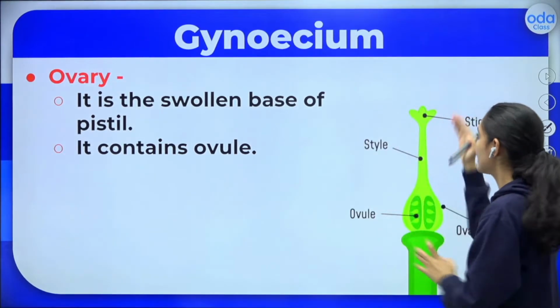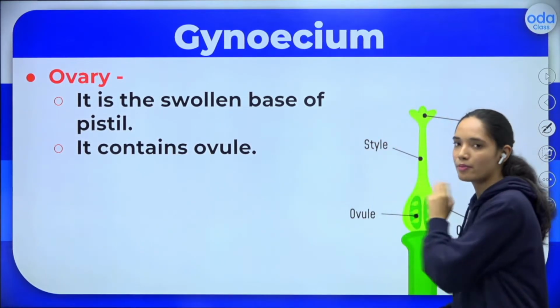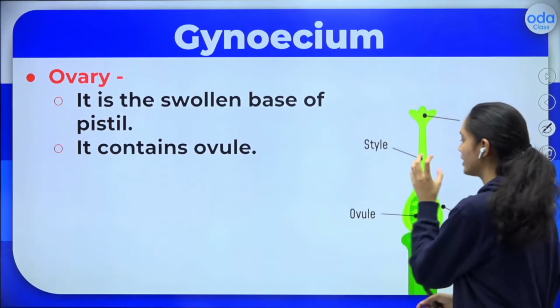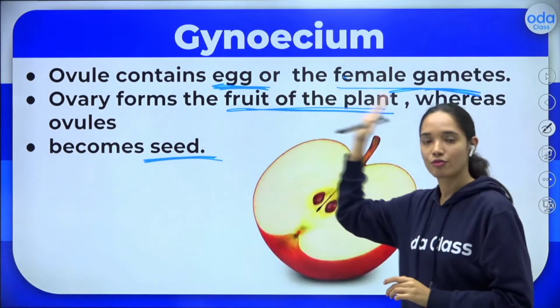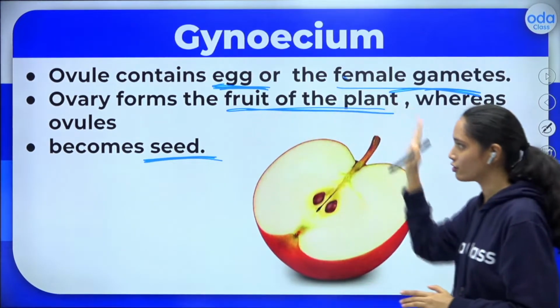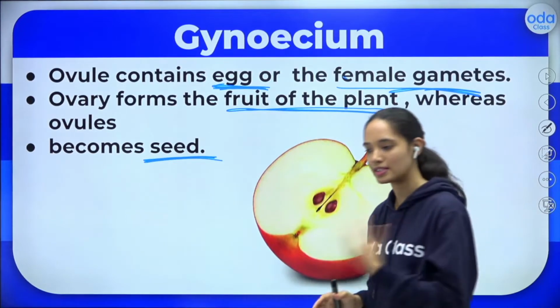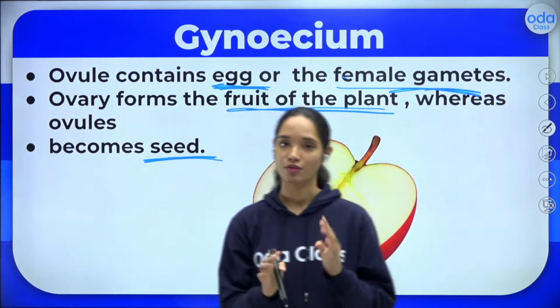Now we have style. This style connects the stigma to the ovary. Ovary is the swollen base of a pistil. It contains ovules. Ovules carry eggs or female gametes. Now the ovary forms into fruit and the ovules become seed. So these are the four main parts of a flower.